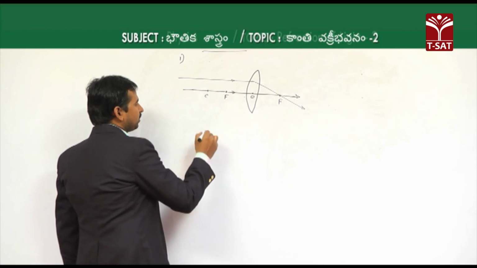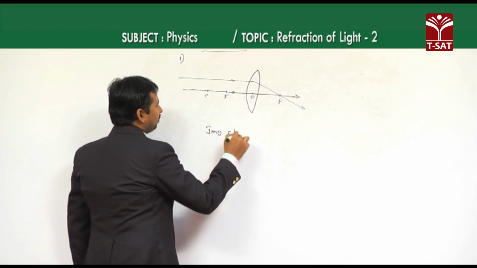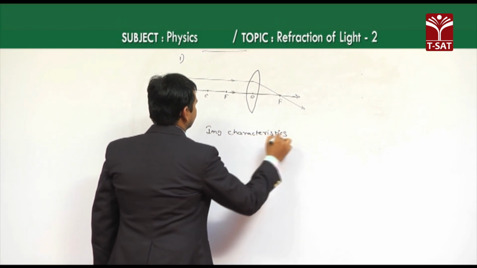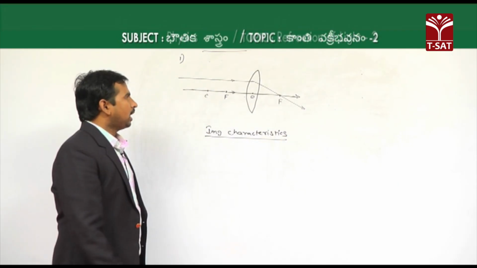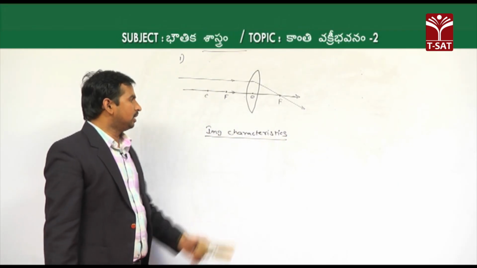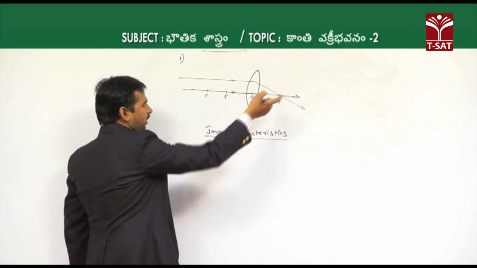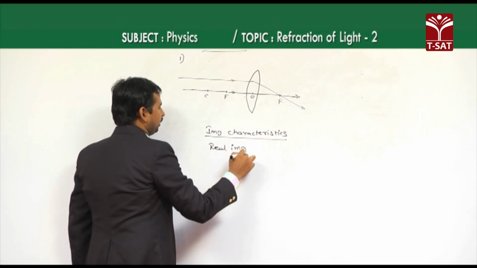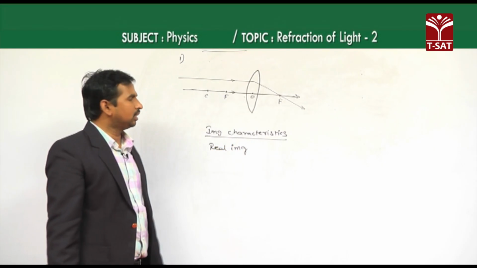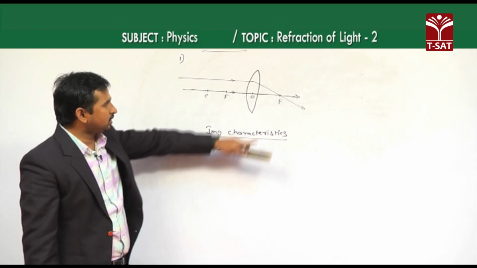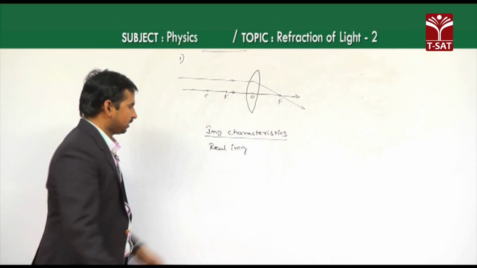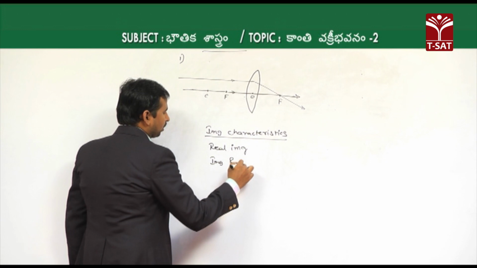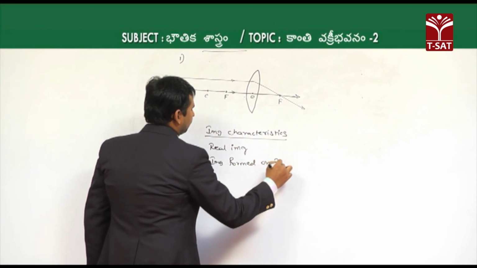Then, if you see the image characteristics, as the light ray is coming parallel here, in this case the light rays are really meeting at a point. So, that is why here the image formed is a real image. And not only that, after refraction the image formed is exactly at the principal focus. So, the position is image formed on principal focus.